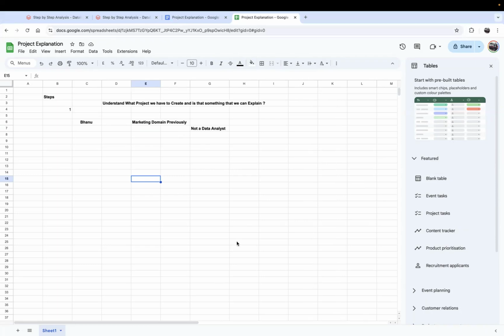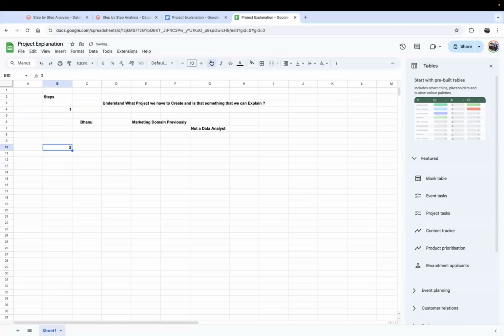Now, everybody here understands this concept of marketing. He told me that he is comfortable in this. So he identified a marketing domain project, a project that can relate his marketing experience to a data analyst role. He wants that project. So Bhanu is clear on the first step. He identified what he needs as a project. Now step 2 comes into the picture.